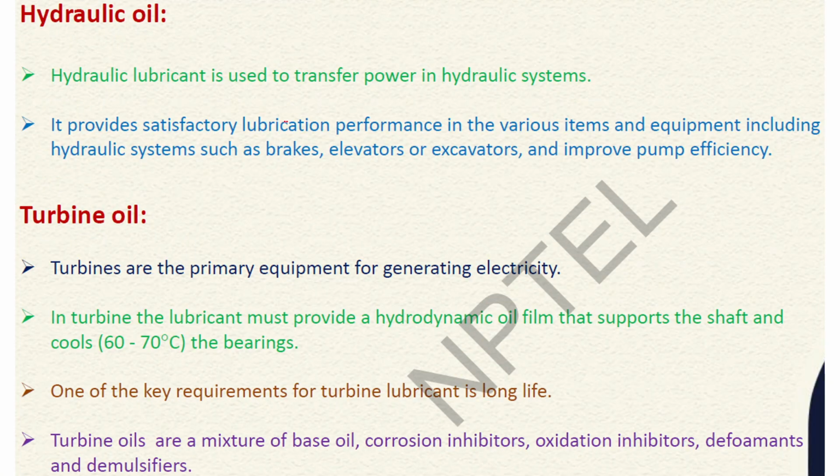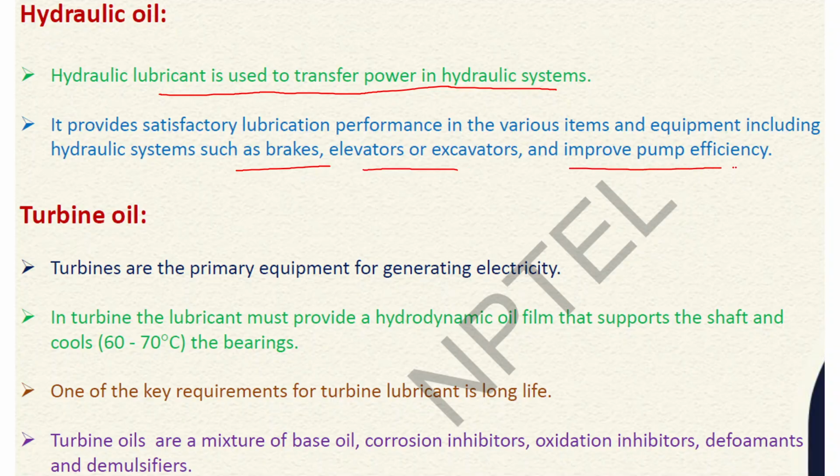The next is hydraulic oil, which is the hydraulic lubricant. It is used to transfer power in hydraulic systems. It provides satisfactory lubrication performance in various items and equipment, including hydraulic systems such as brakes, elevators, or excavators, and improves pumping efficiency. So it is used in hydraulic systems to transfer power and to improve the pump efficiency.